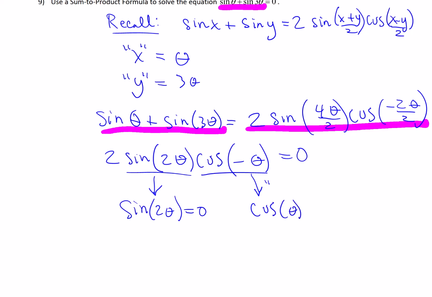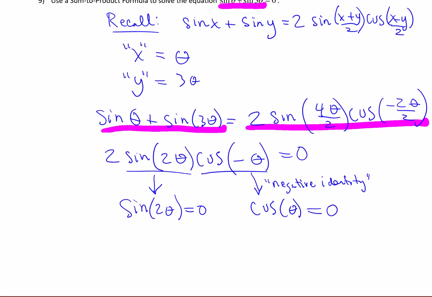So I'll just say here negative identity. Negative identity means that cosine of negative theta is really the same thing as just cosine theta. That could equal 0 as well. All right, so we're concerned about where this might happen. For sine, we're saying that 2 theta would equal whatever it takes for sine to be 0. Well, that would be either 0 or pi. Moving over, where does cosine equal 0? Well, that would be at pi over 2 or 3 pi over 2.